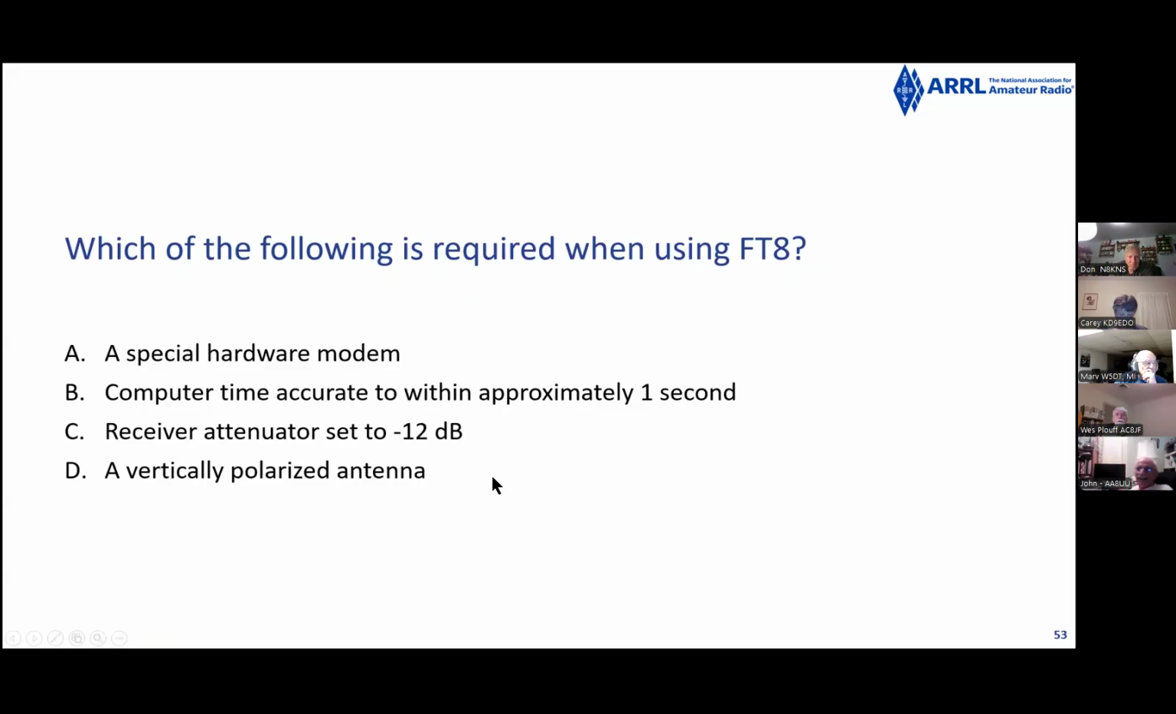Which of the following is required when using FT8? A, a special hardware modem. B, computer time accurate to within about 1 second. C, a receiver attenuator set to minus 12 dB, or D, a vertically polarized antenna. Bravo. Your computer time needs to be synchronized to time servers on the internet or to GPS within about 1 second, which, by the way, is very easy to do.